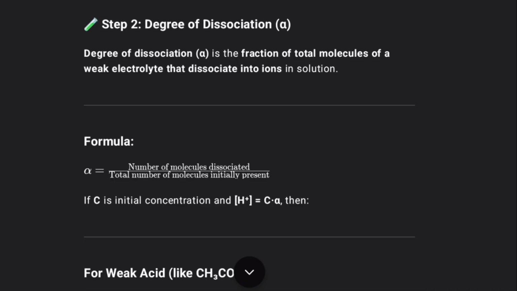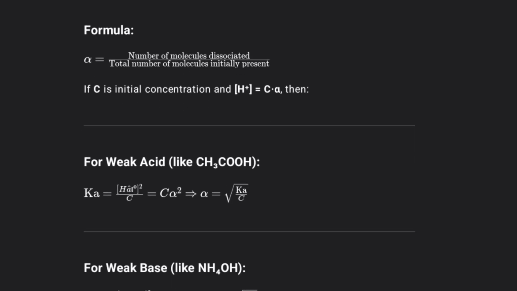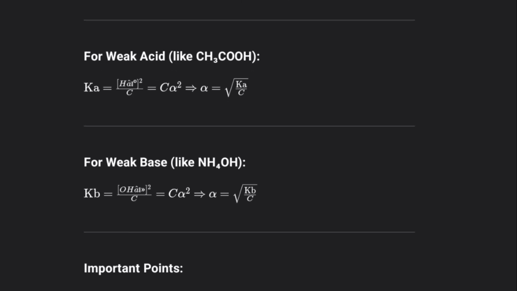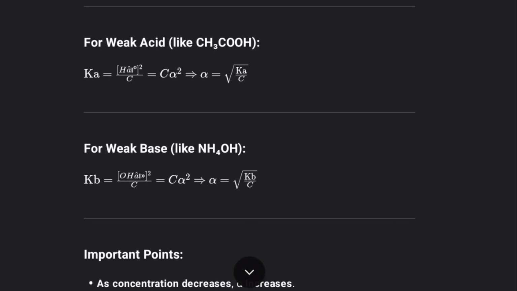Degree of dissociation, alpha. The degree of dissociation is the fraction of total molecules of a weak electrolyte that dissociate into ions in solution. Formula: alpha equals number of molecules dissociated divided by total number of molecules initially present. If C is the initial concentration and [H+] equals C alpha, then for a weak acid like CH3COOH, Ka equals C alpha squared. For a weak base like NH4OH, [OH-] equals C alpha.